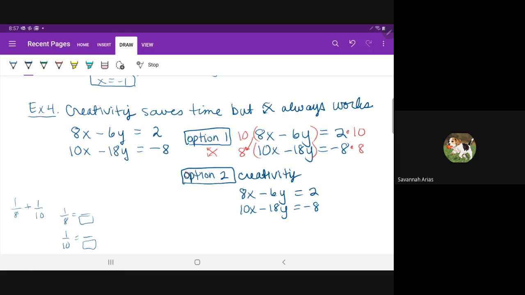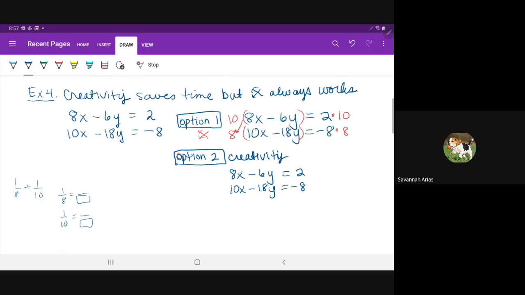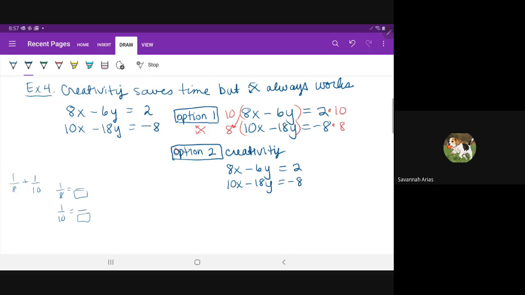Yes. So option 2, the creativity way, and I'm going to show you 2 option 2s. There's going to be an option 3. I could make 40x for both. So where did I get the 40x? That was the common denominator. But you have to think of that. Then I only have to multiply this one by 5 and this one by 4. Those are still pretty big numbers.